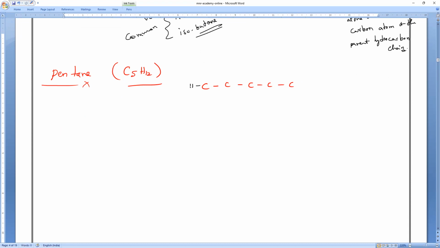So for pentane, first carbon, how many hydrogens? Count it, everybody. First carbon, 3. Second carbon, 2. Third carbon, 2. Fourth carbon, also 2. And the last carbon, 3 hydrogens. That's all it is. If you want, you can write the condensed formula: CH3, CH2, single bond, CH2, single bond, CH2, single bond, CH3.